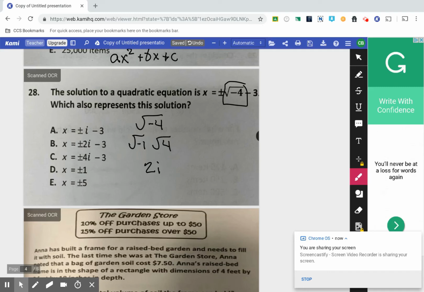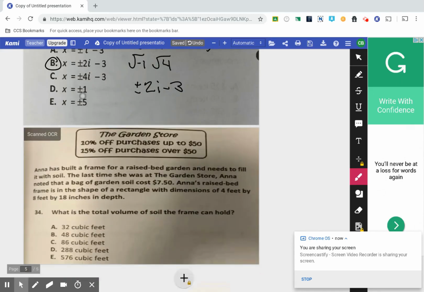So if I go back to the very original up here and I replace square root of negative 4 with 2i, then what I get is plus or minus 2i minus 3, which is answer choice B. All they wanted you to be able to do there is rewrite square root of a negative as an imaginary number, which hopefully is not too big of a deal. And you've definitely been exposed to that by now in your junior year. So answer choice B.